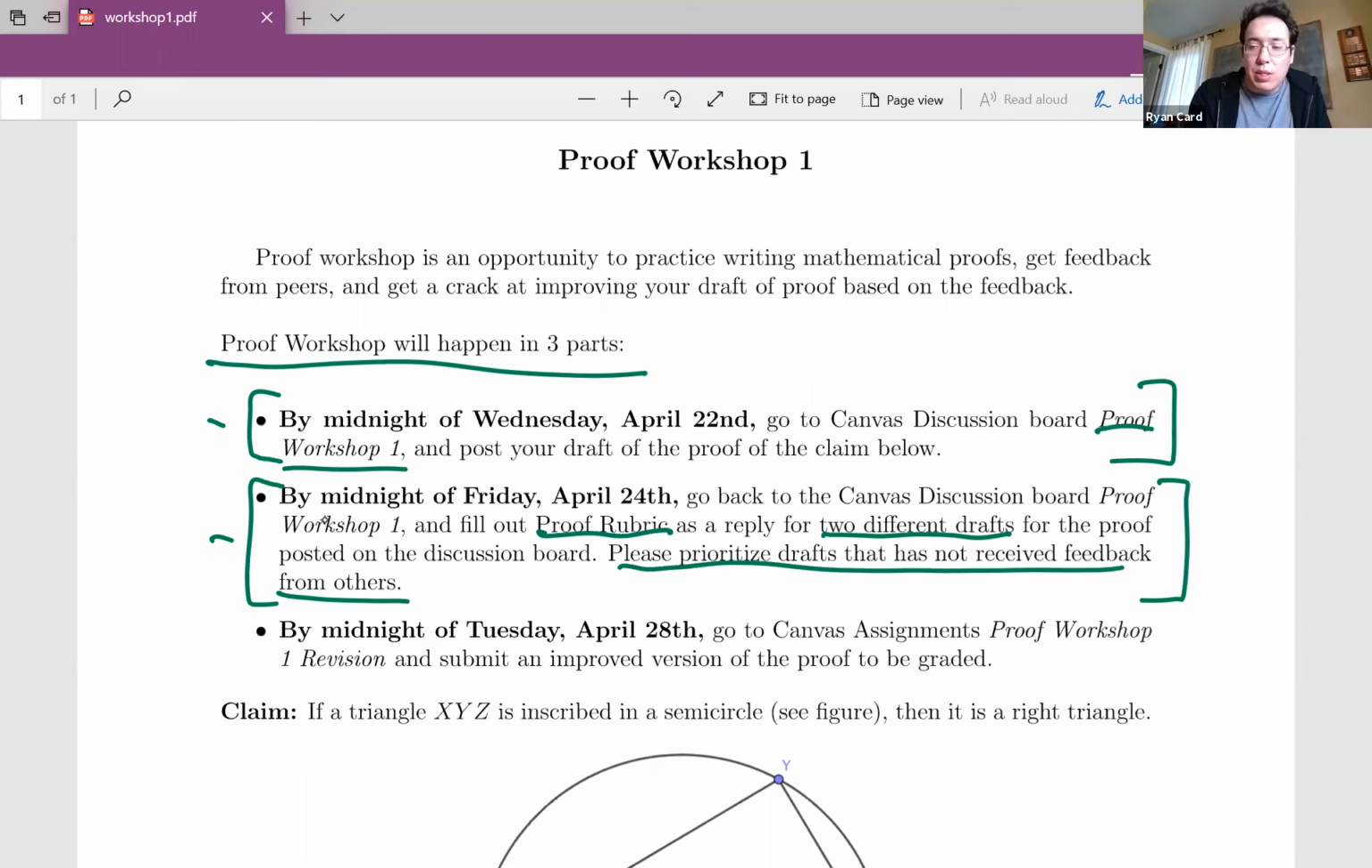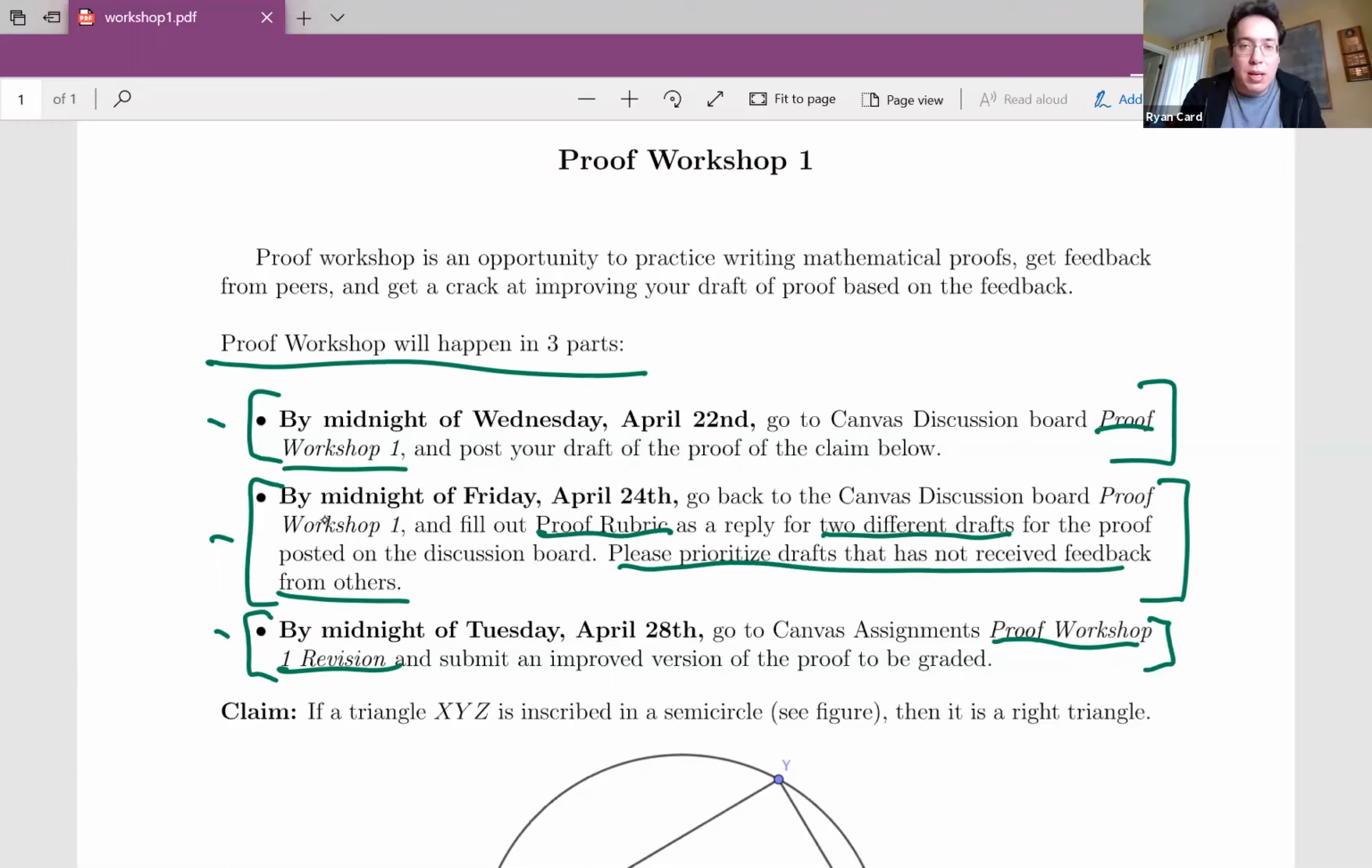But the third part, which is going to be due by midnight on Tuesday next week, on April 28th, is that I want you to go through the critiques of your draft of proof, and maybe you've learned by looking at other people's drafts and their criticisms. Maybe you can write a better version of the proof by that time. So I want you to take in what you learned and rewrite the proof to the same theorem. So that will be due not on the discussion board this time, but you're going to type it up and submit it on Canvas assignment proof workshop 1 revision. So that will be the 3 steps of this proof workshop.